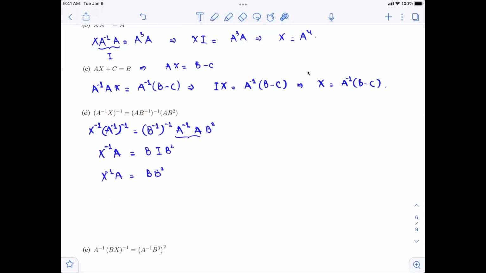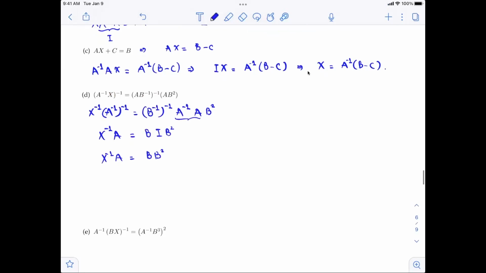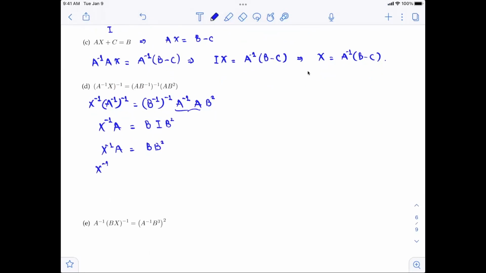Now, to get rid of the A, and again, A is on the right of X inverse at this point, what you do is the right multiplication by A inverse. And this product gives me an identity matrix, and therefore X inverse is just going to be B cubed times A inverse.